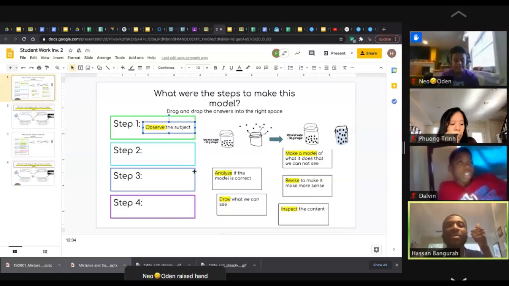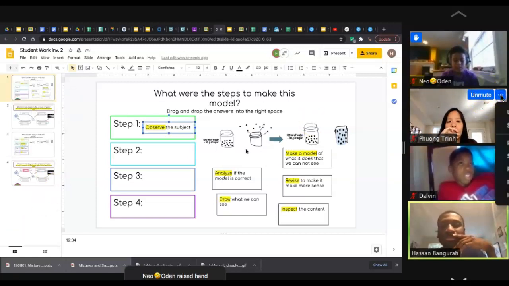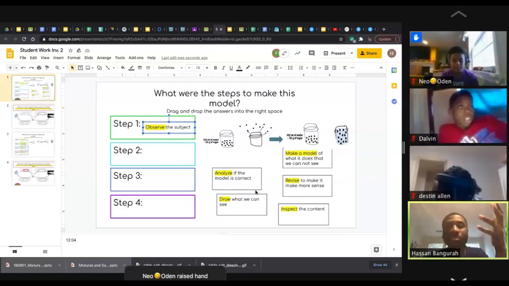Now let's look at the second step. I had a couple of friends that told me that second we need to draw. Are we always gonna have to draw a model? Do models always have to be a picture or a drawing? Yeah, you could type yes or no in the chat. Great. So what should be the second step that we do, Liam? What should be the second step that we do? We can either analyze, revise, or make the model.